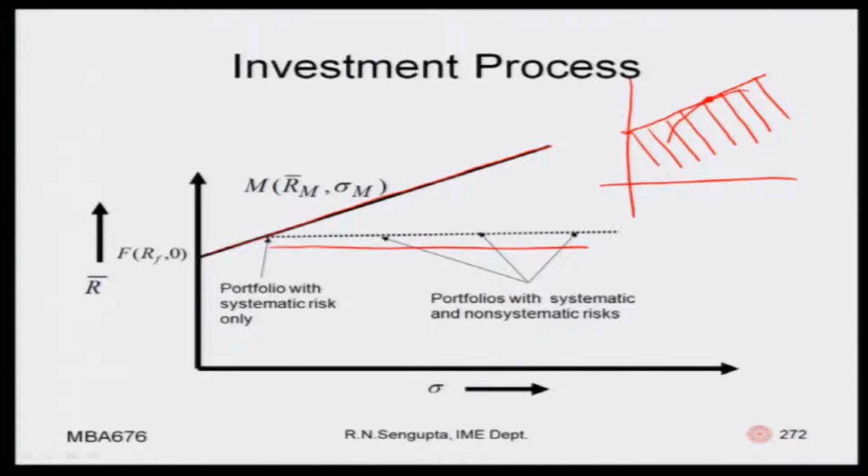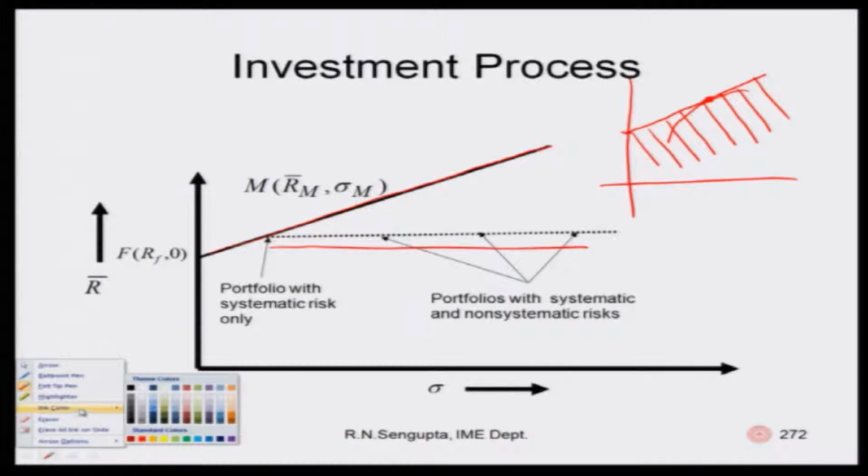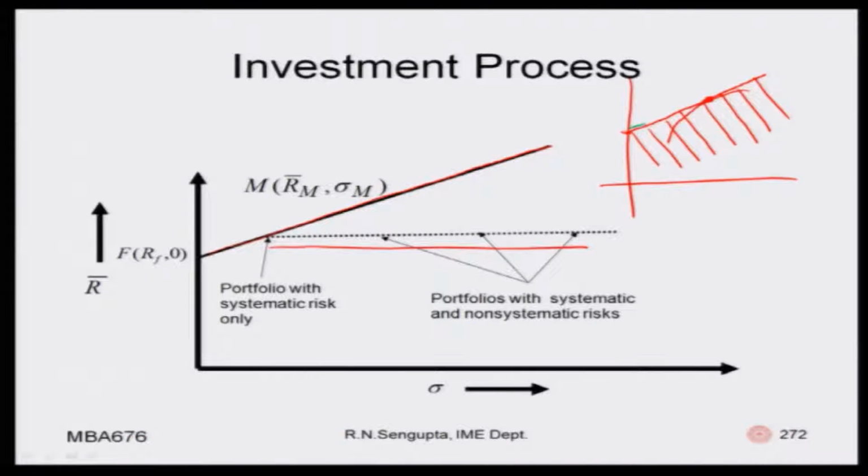In the sense, only the efficient line would be, in this case, let me use some other color. So, the efficient line would be this straight line, and any set of points which is a contender to be efficient, or is a contender or a set of the feasible set, would be this set of points.